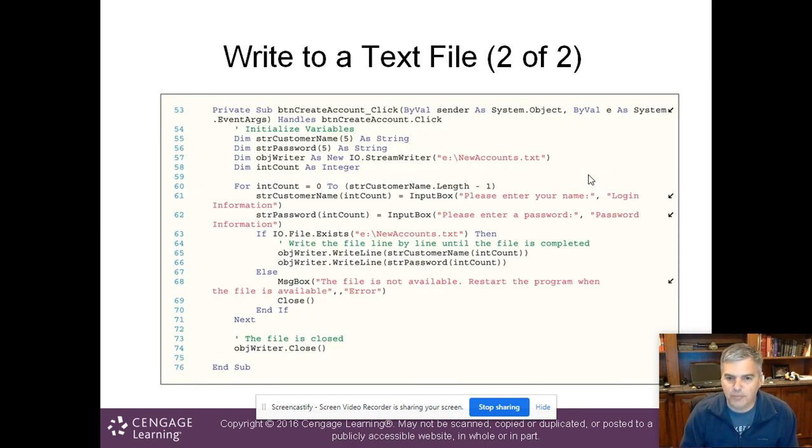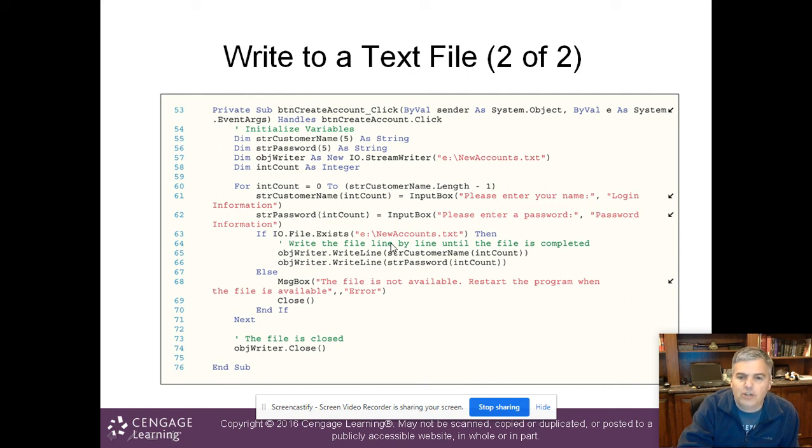So this is just an example of creating a file. We declare a 6-element array here with customer names and passwords. We declare our object writer as a new stream writer and give the path of the file that we're going to create. Initialize a loop, and we're going to loop as many times as we have customer names. So we're going to get our first customer name, and we're going to get the password from an input box.